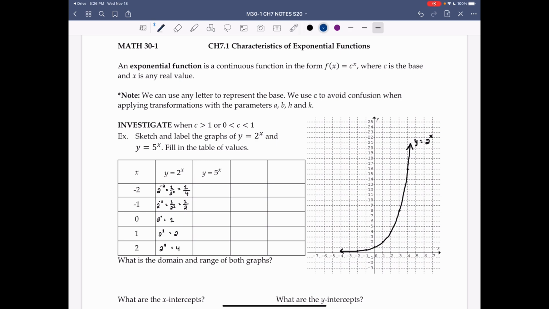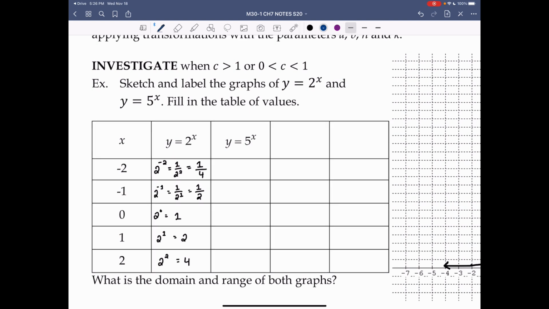Next, let's do y equals 5 to the power of x. When x is negative 2, we have 5 to the power of negative 2, which equals 1 over 5 to the power of 2, which is 1 over 25, which is a very small number, very close to 0. Then 5 to the power of negative 1 equals 1 over 5 to the power of 1, which is 1 over 5. Bigger than 1 over 25, but still pretty close to 0. 5 to the power of 0 equals 1. 5 to the power of 1 equals 5, and 5 to the power of 2 is 25.